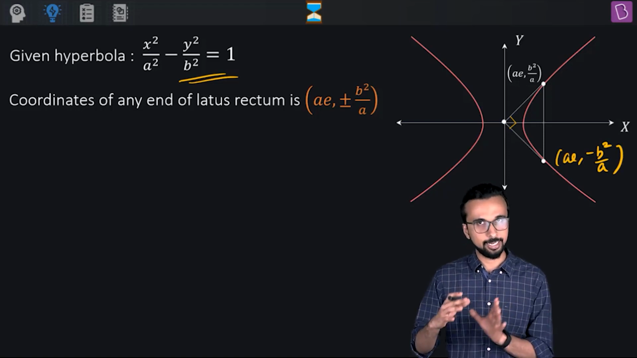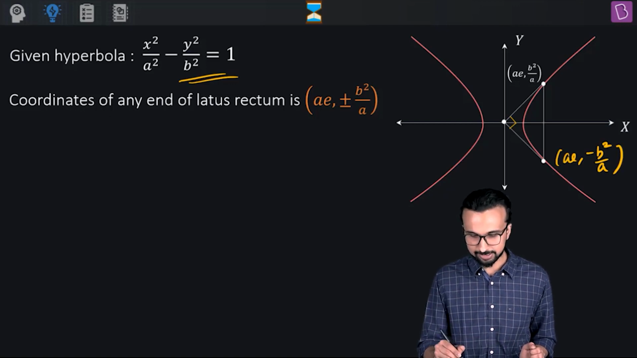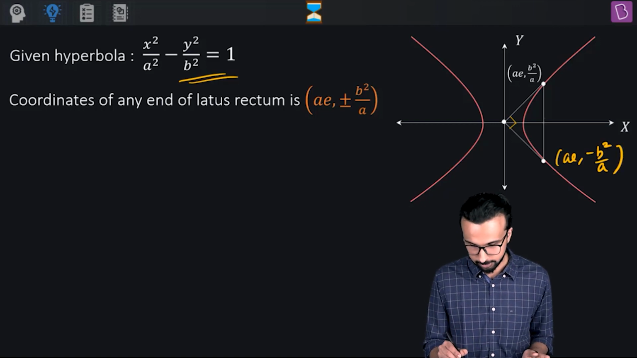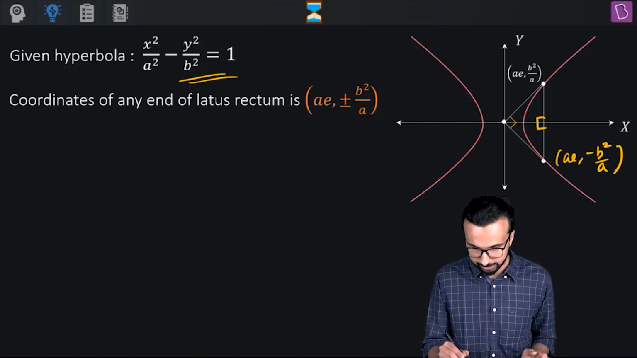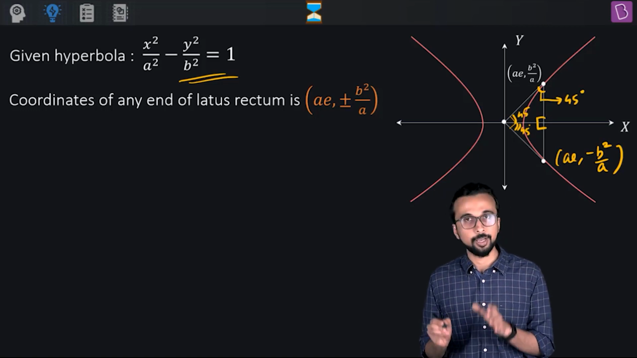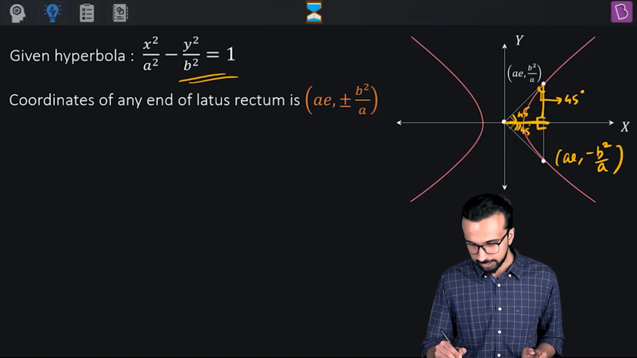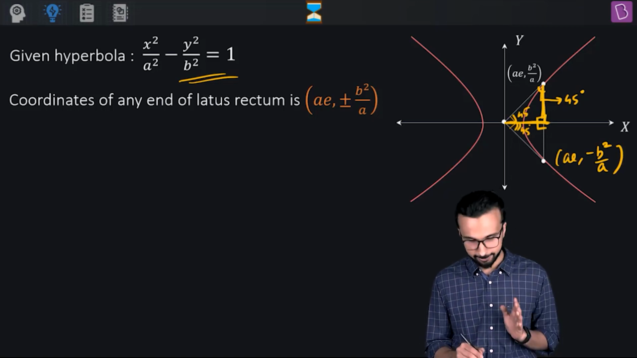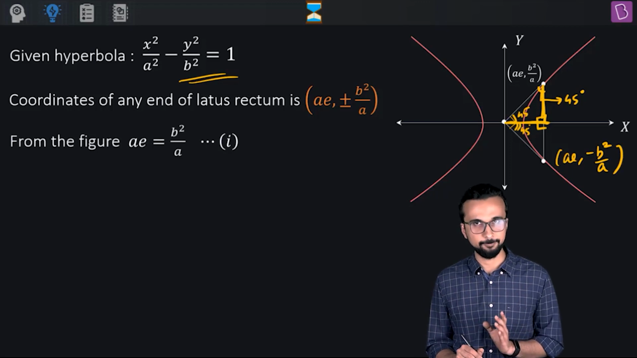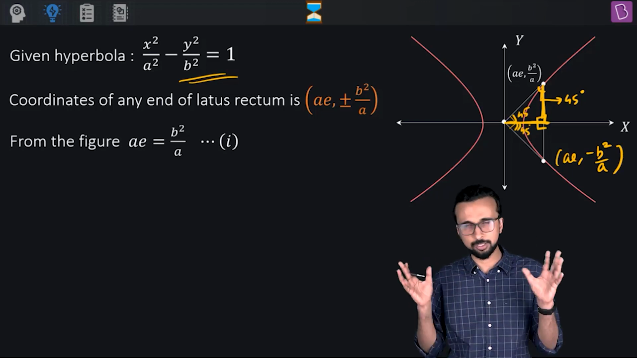You can see the symmetric nature in this triangle about the x-axis. The x-axis divides this triangle into two congruent triangles. So the 90 degrees formed here divides into 45 degrees above and 45 degrees below. So what does this say about this angle here? It will be 45 degrees as well. Here you can directly say that this length ae will be equal to this height b square by a. So that's the conclusion: the numerical value of ae will be equal to b square by a. All of them are positive.